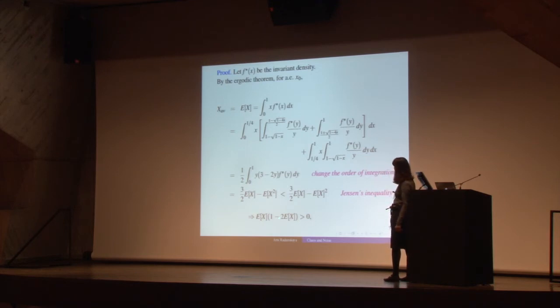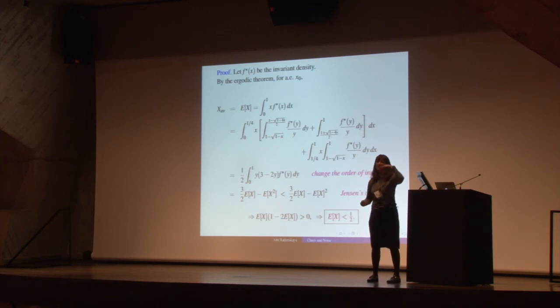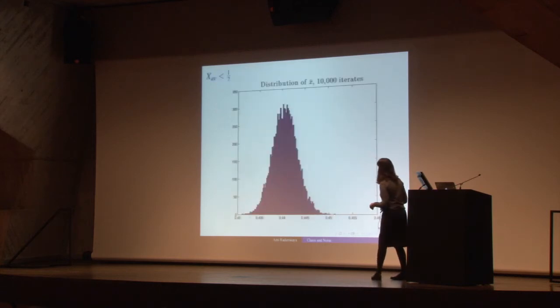The expected value of x is positive, so we know that 1 minus 2 times the expected value of x is positive. Rearrange, and the expected value of x is less than 1/2, which was the expected value of the deterministic case, right? When we use the average parameter.